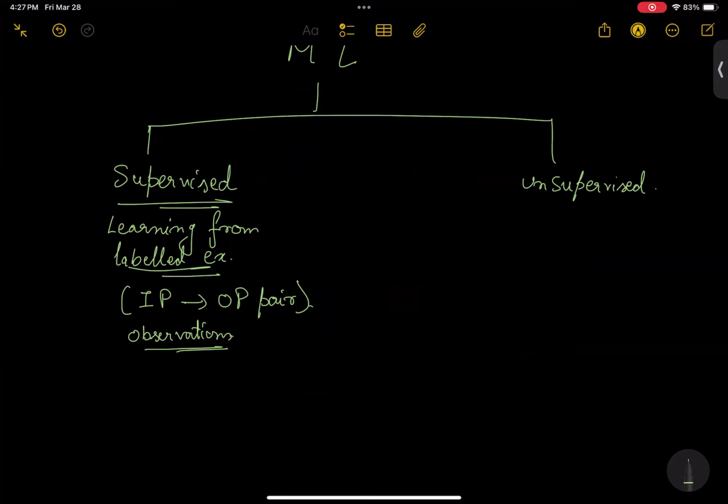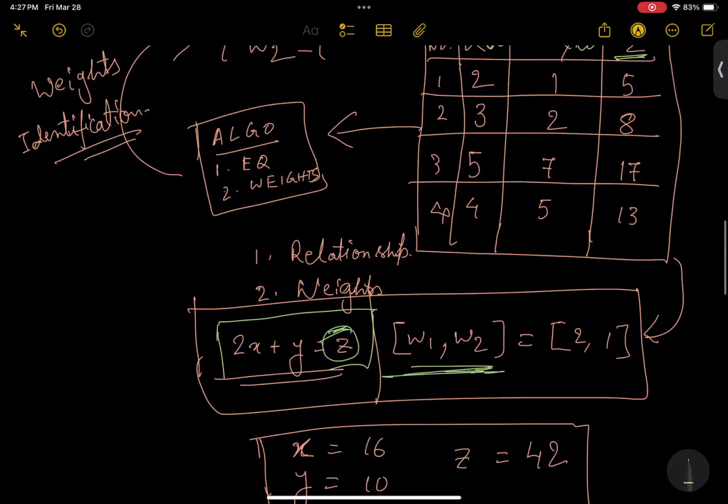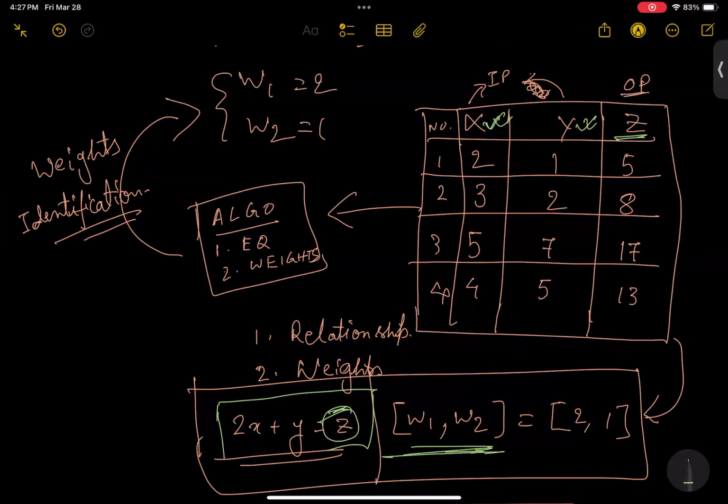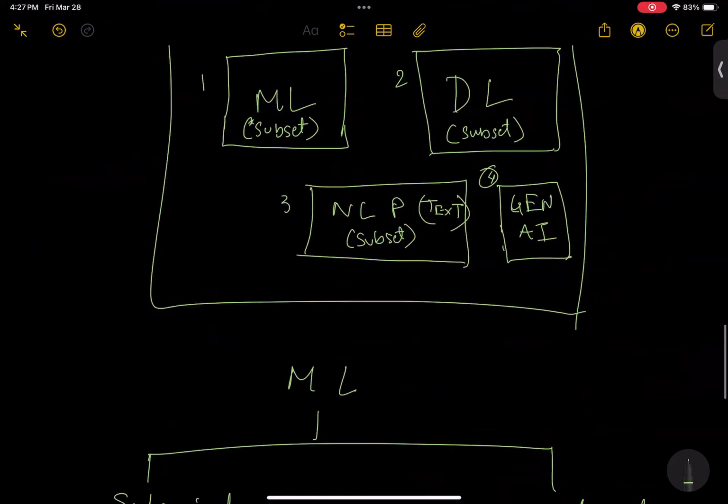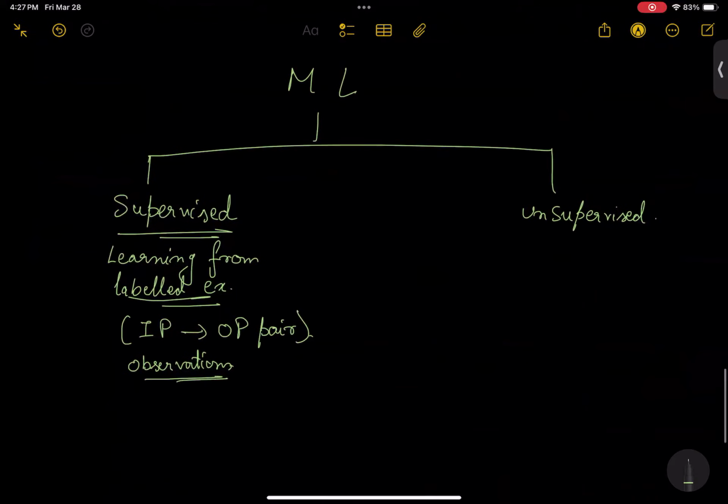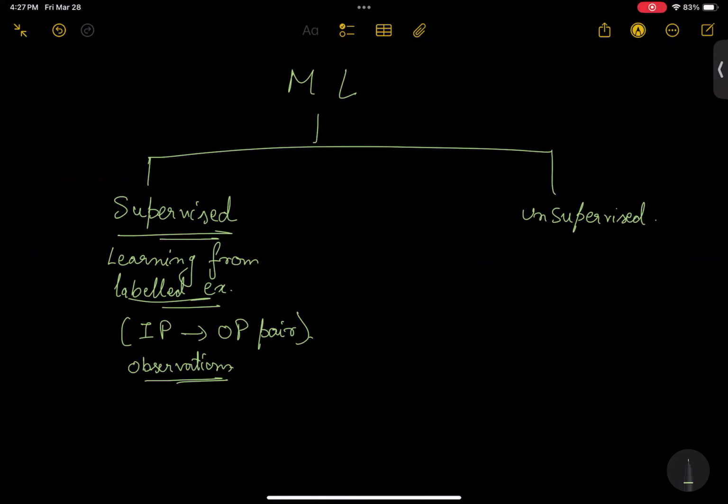What is a labeled example? That's the input-output pair, like this one. The training set: input and output both are given. Input is given, X and Y, and output is also given. This is labeled. This is ground truth. This is not changing. That in some equation, 2 and 1 generates 5. It is ground truth, right? It is a labeled example. If a system is learning from that kind of an algorithm, it is called a supervised algorithm, right? And then there is an unsupervised algorithm, which is learning from unlabeled data without any guidance.